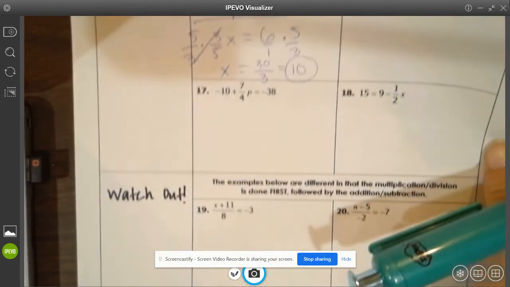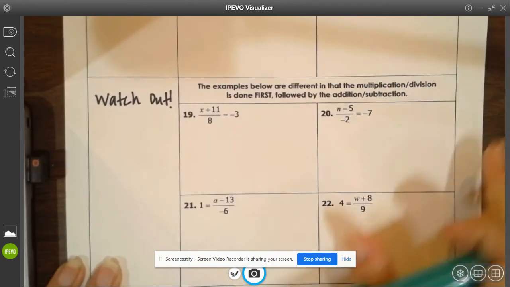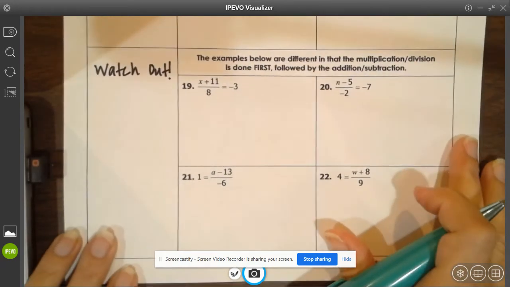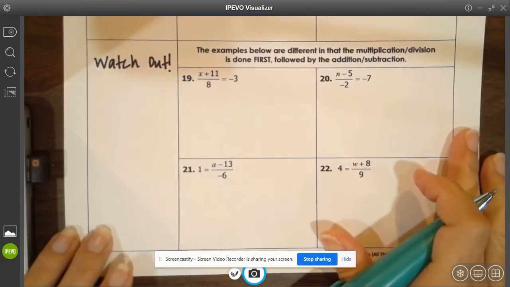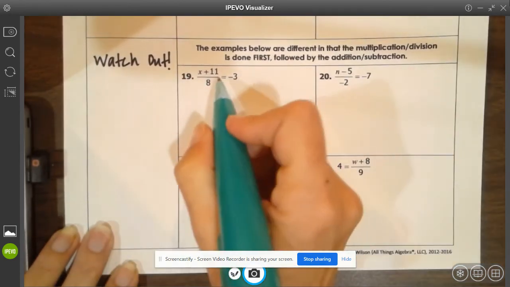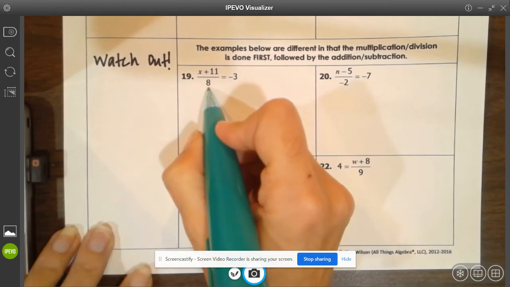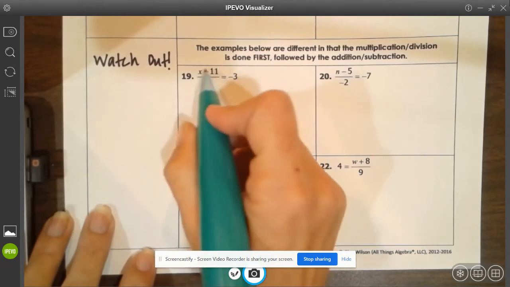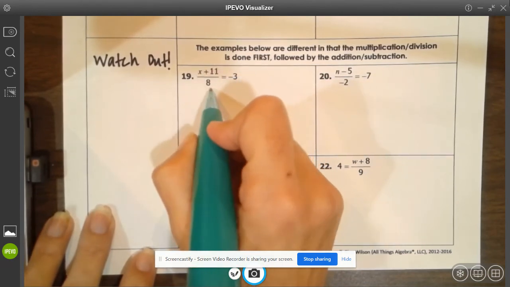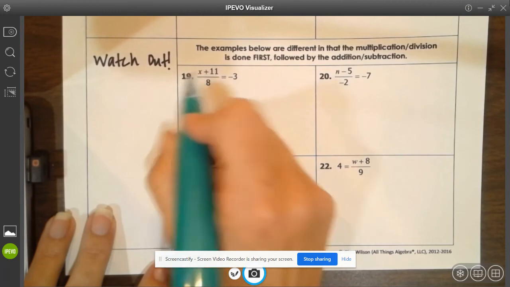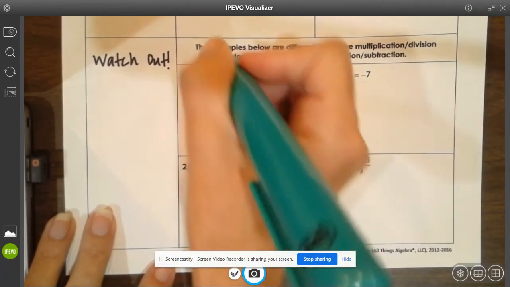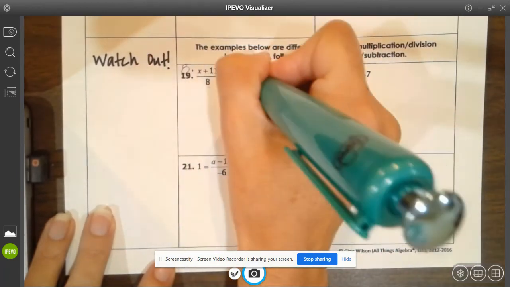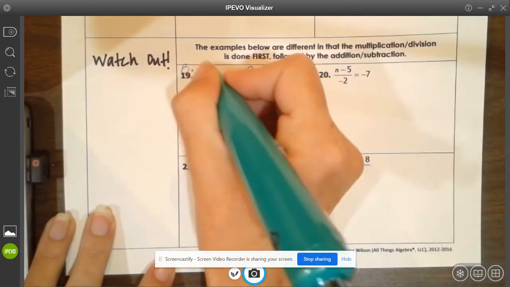All right, okay, let's do something like this. So it says examples below are different in that the multiplication division is done first, followed by the addition and subtraction. So what happens here is that I gotta get rid of that 8 first before I move anything here. I cannot move anything if I don't get rid of that 8. That 8 is dividing. So the opposite of division is multiplication. So I'm gonna multiply it on both sides and get rid of it. So times 8, times 8.